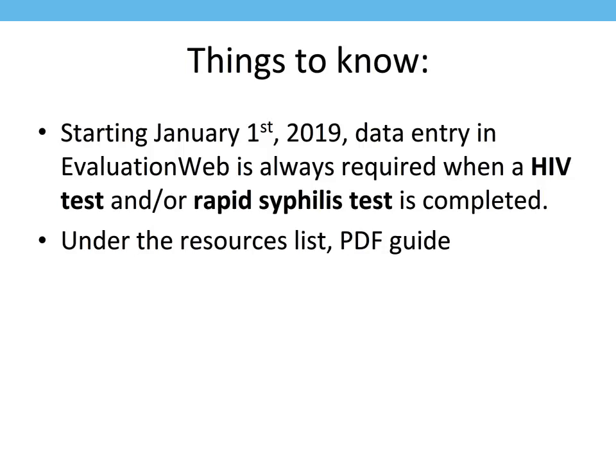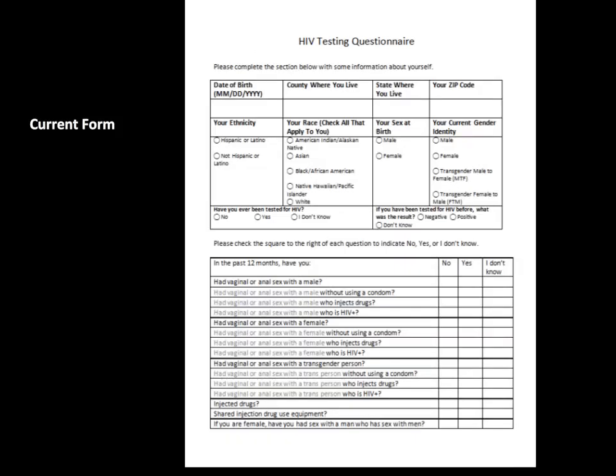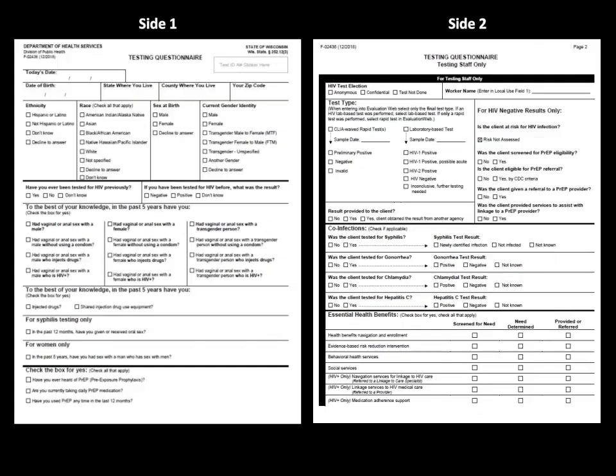The bottom line is that starting January 1st, 2019, data entry in EvaluationWeb is always required whenever an HIV test or a rapid syphilis test is completed. Here is the client-friendly form you are likely currently using at your agency for the HIV risk assessment. The next slide shows the new form and the new data collection variables that will replace this form.